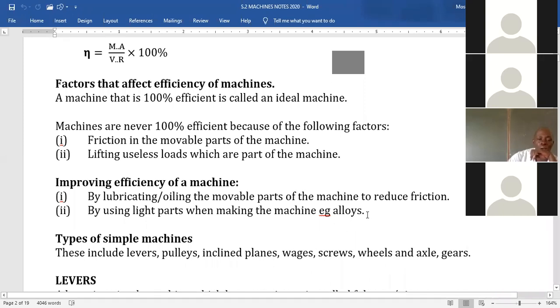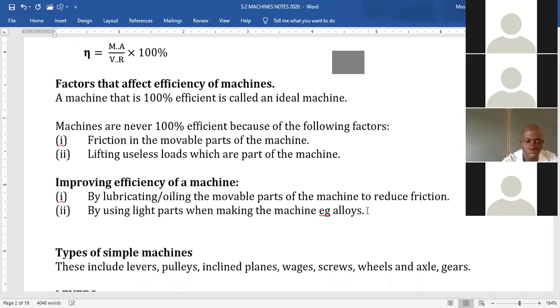Okay, so factors that affect efficiency are friction and lifting useless loads. What do we do? We lubricate as much as possible. We use very light parts. There is a third point I want to add to this improving efficiency of a machine. Let me see whether I can type it here. Okay. Let me type that point and you capture it at this point.